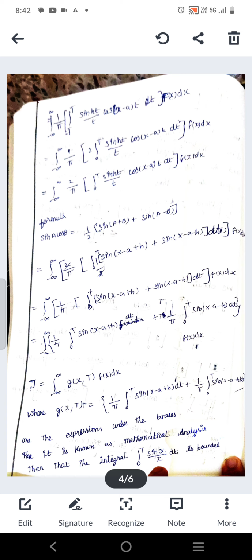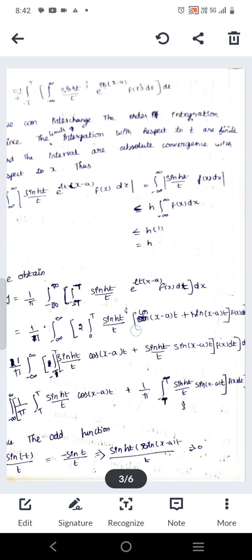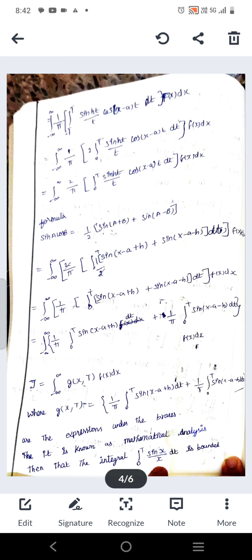1 by 2, a we have x minus a, b we have h, so we get this step. And this 2 and this 2 will be cancelled, and finally we get this solution. Then 1 by pi we have multiplied inside, so we get this step.